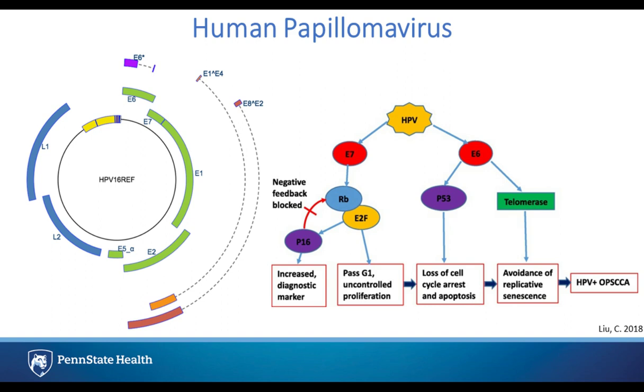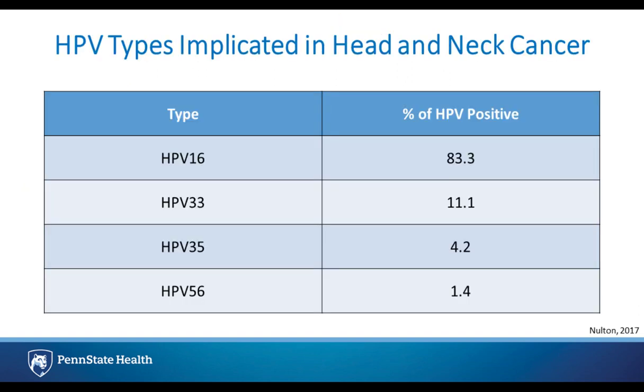Moving on now to human papillomavirus. This is a double-stranded circular DNA virus. It's notable for having two viral oncoproteins, E6 and E7, that are thought to be pretty critical for its role in cancer development. So E7 disrupts RB, and E6 disrupts P53. Now, HPV is notable for being involved in cervical cancer, but also in head and neck cancer.